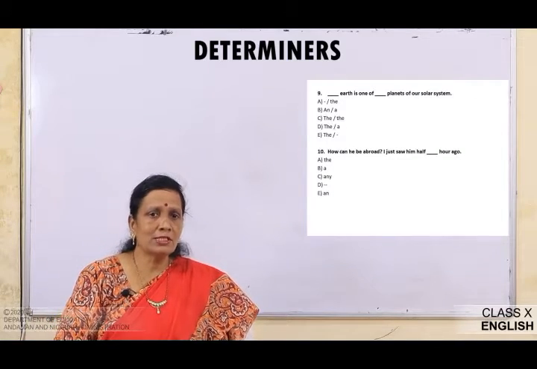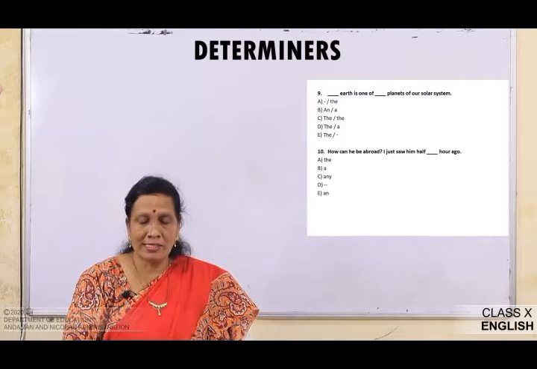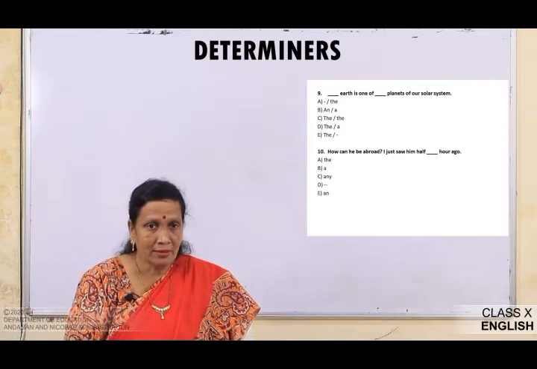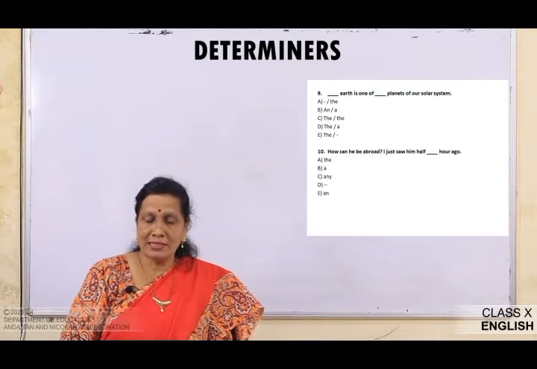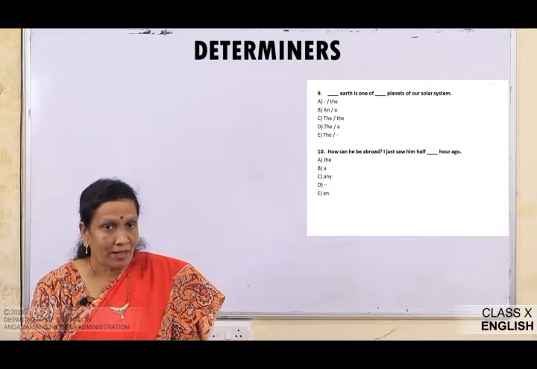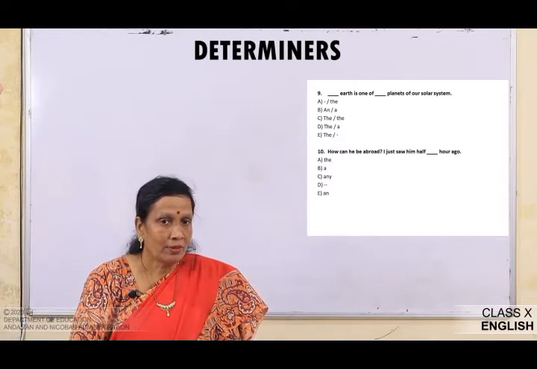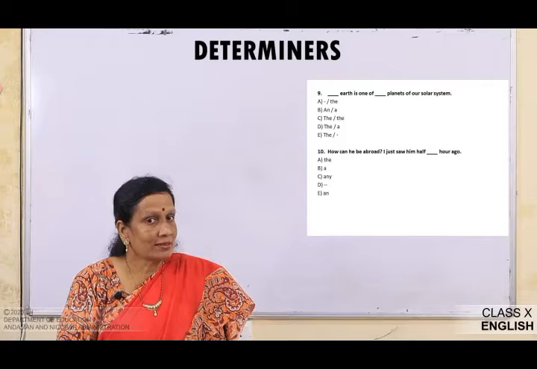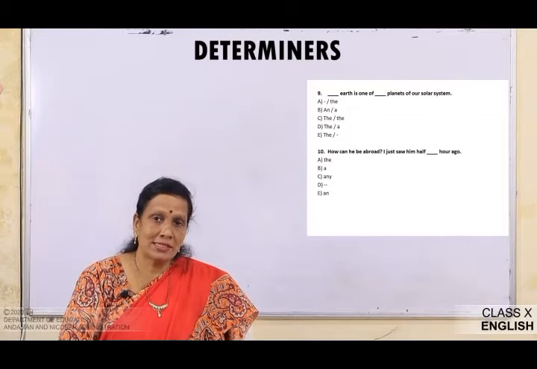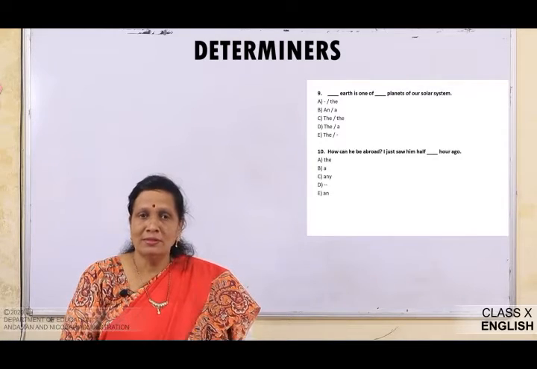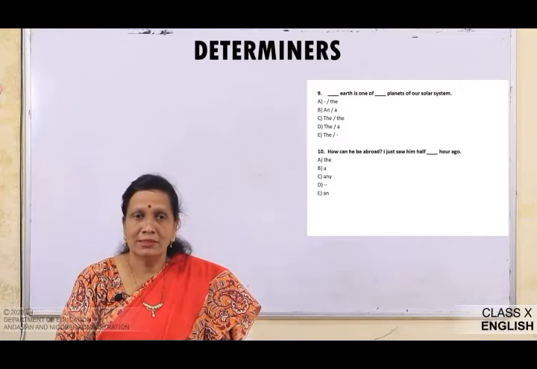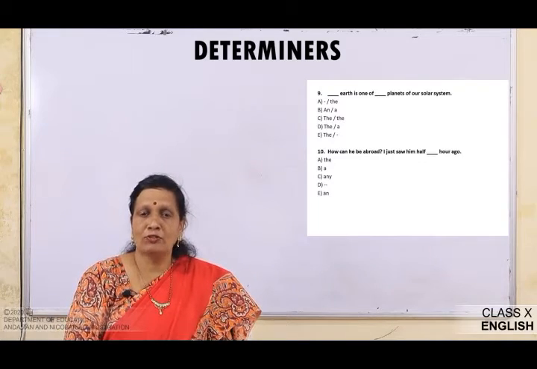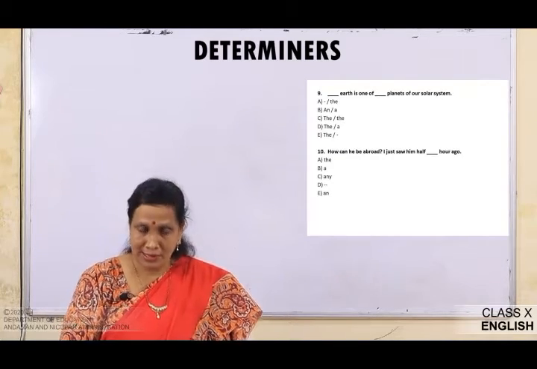Now, again Earth is one of planets of our solar system. Again here you have articles as the options, and as I told you, unique things, the Earth, the solar system. So, we have to use the definite article the. The Earth is one of the planets of our solar system.